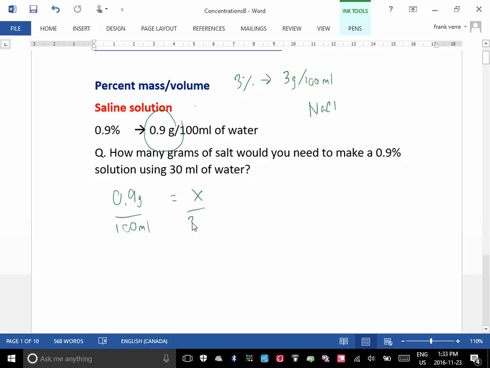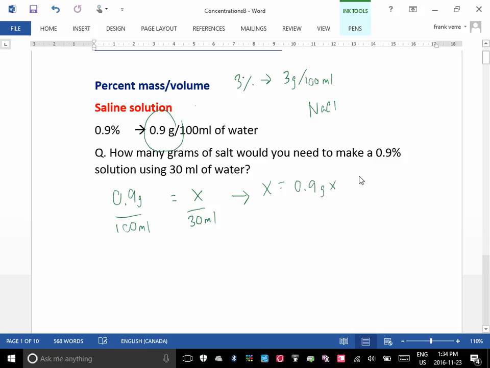30 milliliters. So what you're going to see in this little presentation is all about ratios. It's all about setting up ratios because the ratios have to be proportionate. So a 0.9% solution is 0.9 grams for every 100 milliliters. The concentration is the same. So that 30 ml solution is still a 0.9% solution. So the ratio of salt to water has to be the same. So all you do is you solve for x.